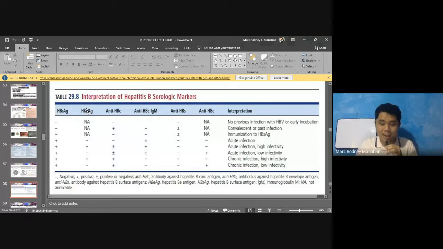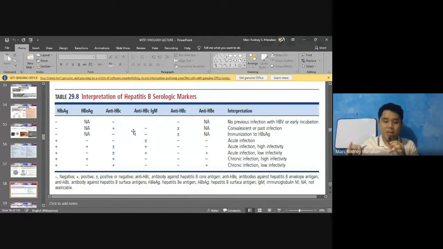Alright? And of course, HBsAg is a marker of acute infection and also pwede pong chronic infection or chronic carrier. Alright? Anti-HBs is a marker of immunity. Okay? From vaccination or from natural infection. Okay, take note there sa akong magipang mention, very, very important. Anti-HBC IgM, a marker for the window period.